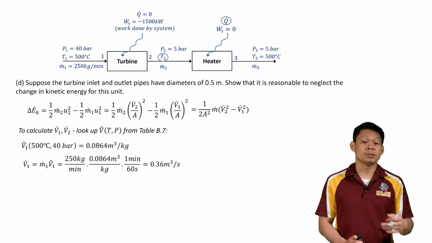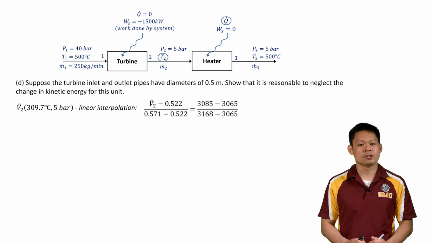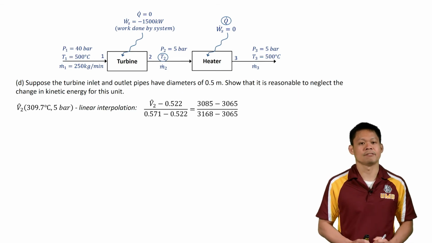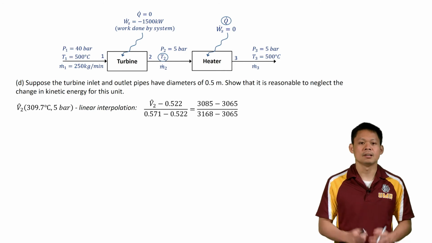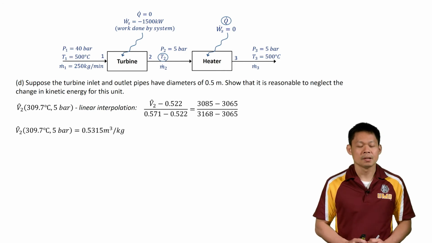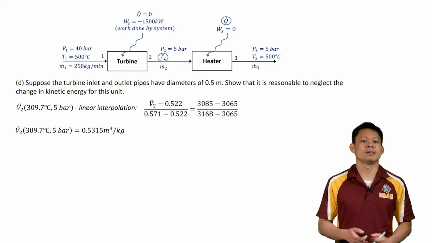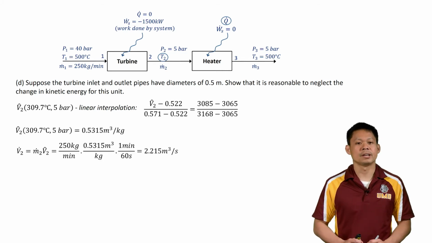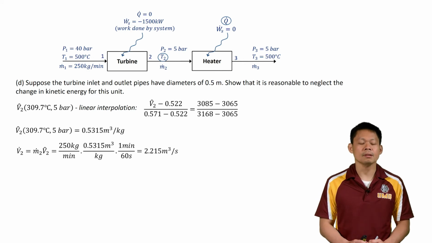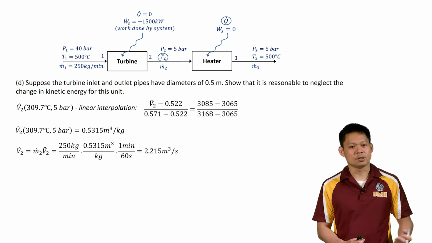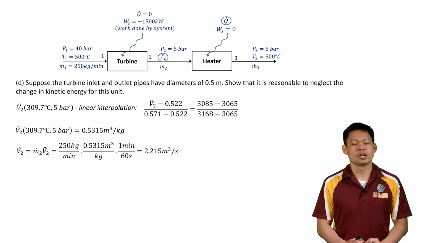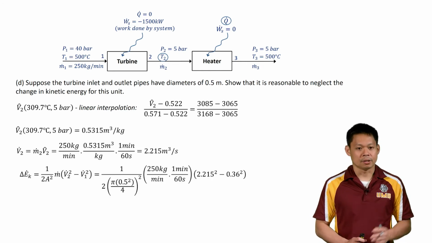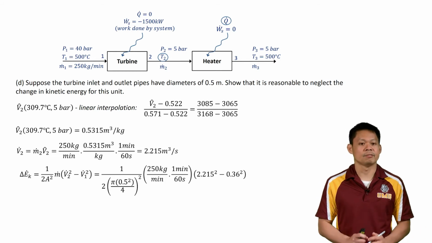With V2, just like we did with temperature, we need to use linear interpolation. I'm not going to go through the entire process again, but verify that these are the numbers that you can find from table B7. From there, I can solve for my V2. Use the same idea, multiply my V hat 2 with my m2. Now I have my volumetric flow rate coming out of the turbine. Now we have all the values that we need to put it back into our changing kinetic energy term, the half m-dot u squared term. Recall that was the equation that we simplified from before.